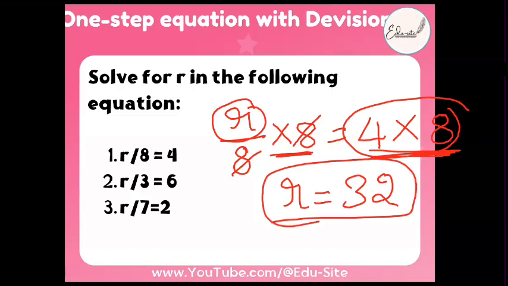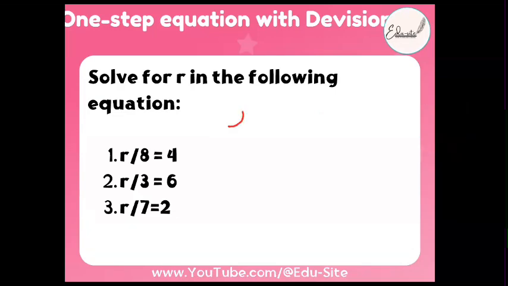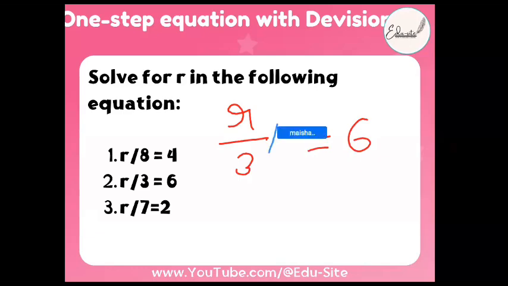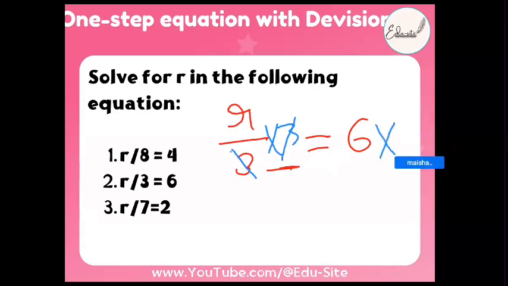Wasn't it easy? Come on, we'll solve a few more problems so that you can understand it well. So here we have r over 3 is equal to 6. Now please tell me, how will you solve this? So we will do times 3. Excellent. But if you do times 3 on the left-hand side, you have to do it on the right-hand side as well. First, you have to write this very important procedure. If you do something on the left-hand side, you have to do it on the right-hand side as well.